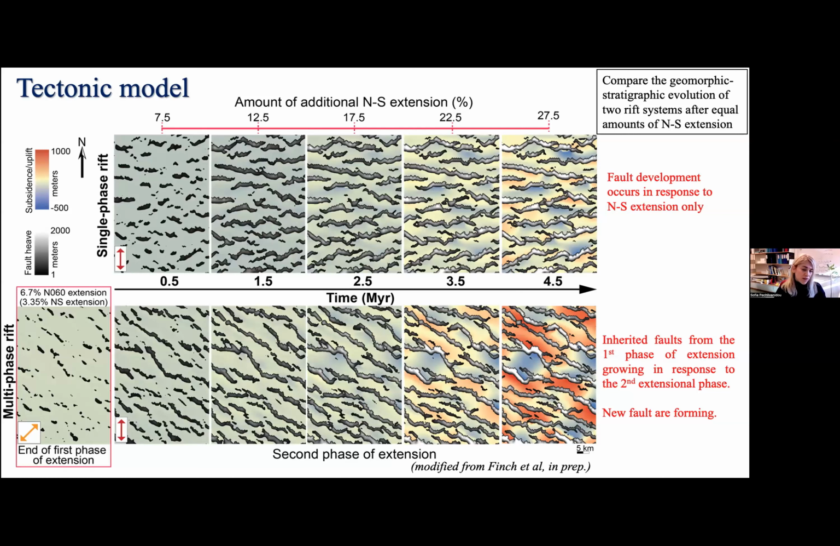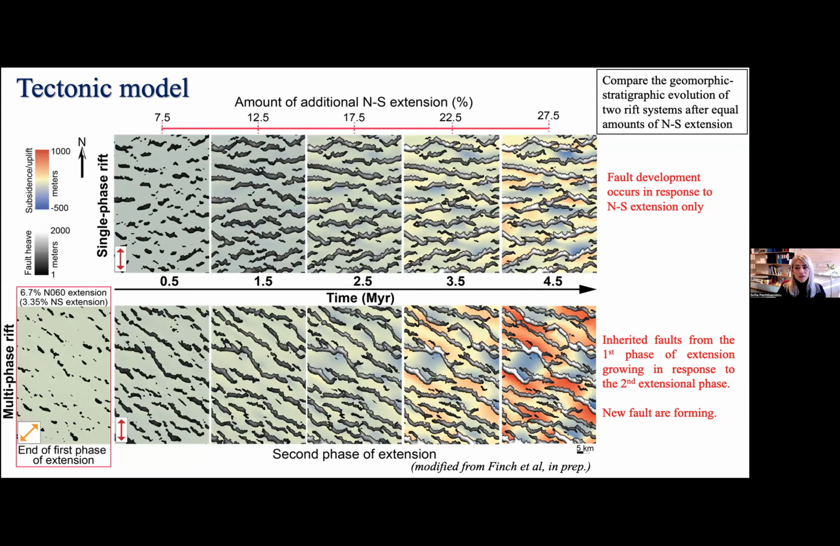In contrast, in the multi-phase rift, we have first a period of oblique extension and then a period of north-south extension. So in this case, we have inherited faults from the first extensional phase that grow in response to the second extensional phase, the north-south extension. Also, we have new faults that are forming. So if you look at the 4.5 million years here, we see these characteristic zigzag fault geometries that emerge because of the linkage between first and second phase faults. If you want to look more into how this fault development occurs, there is a paper coming out by Finch et al. that is now in preparation.